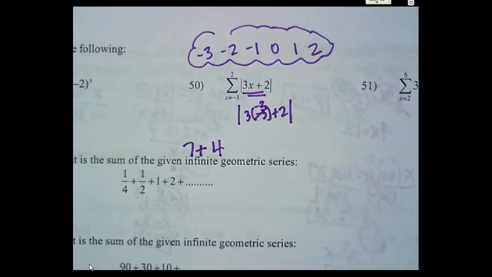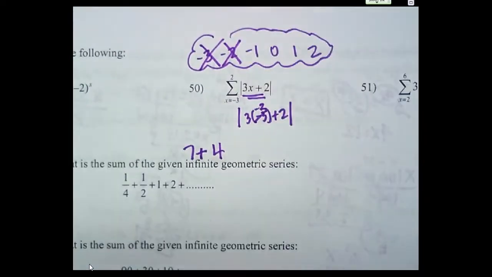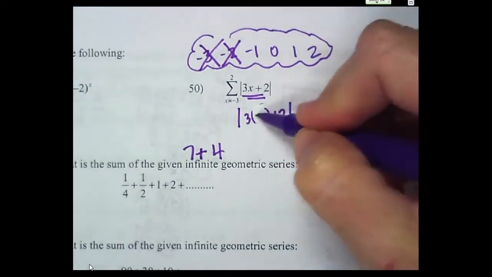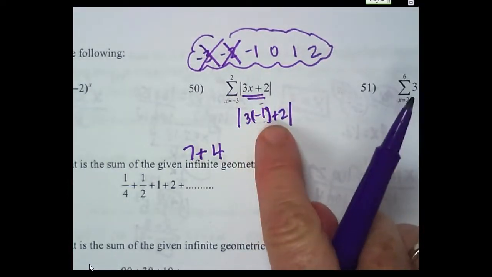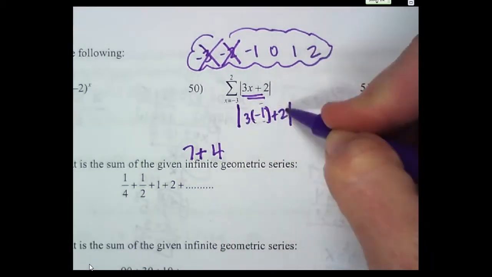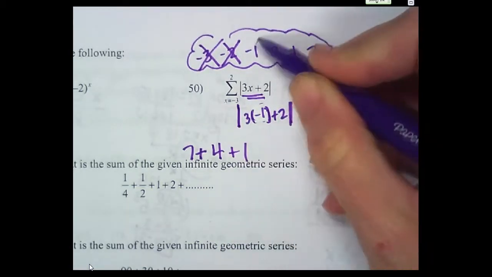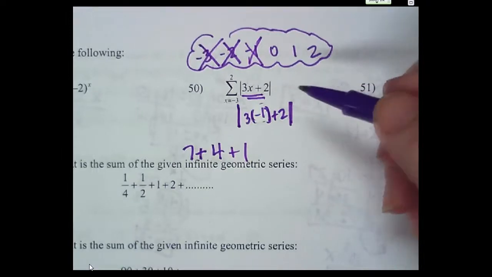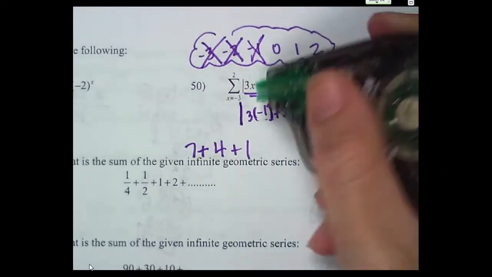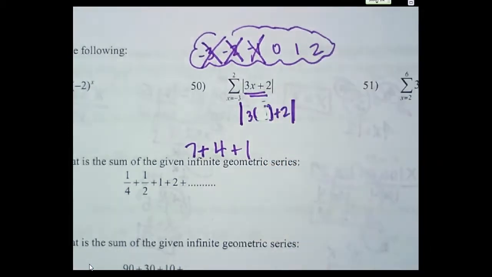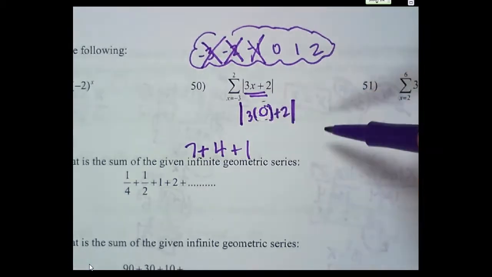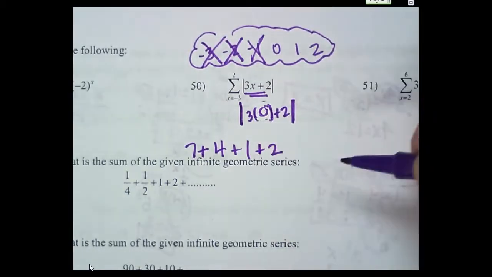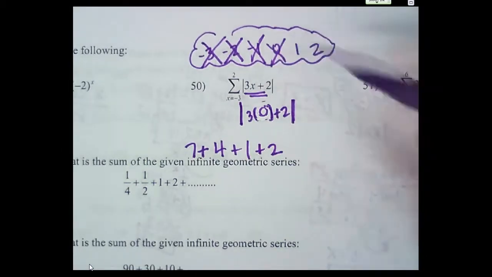So I plugged in negative 3. I plugged in negative 2. What do I plug in next? Negative 1. So 3 times negative 1 is negative 3. Negative 3 plus 2 is negative 1. But because of the absolute value, I don't put negative 1, I put 1. So that's gone now. What's my next number to plug in? 0. I don't have a lot of space, so I'm using white out here. So now plug in 0. 3 times 0 is 0. 0 plus 2 is 2. It's already positive, so I don't have to change it. So 0 is done.